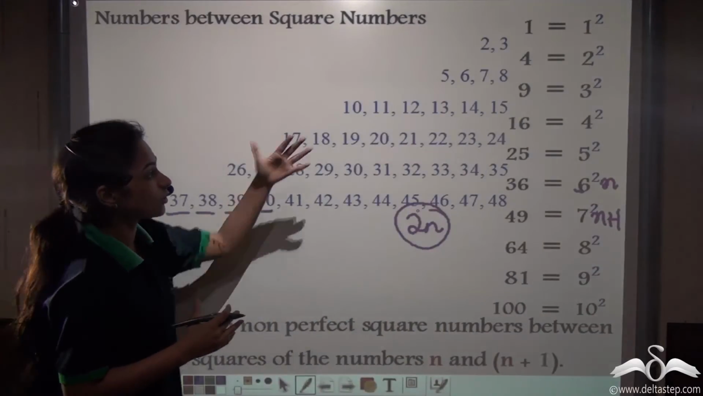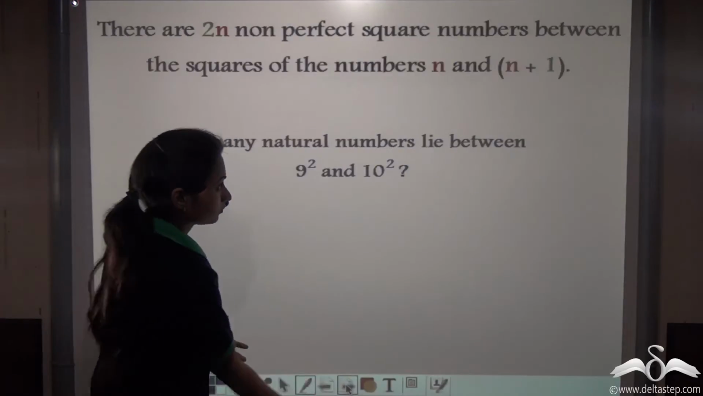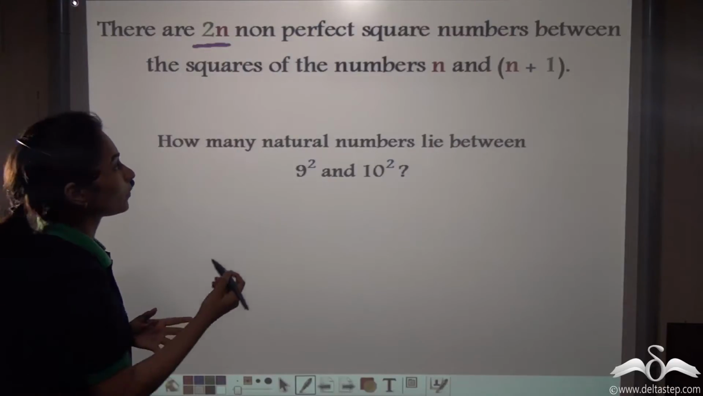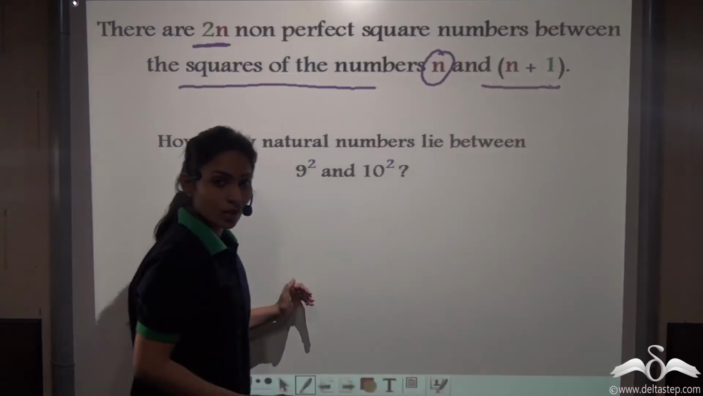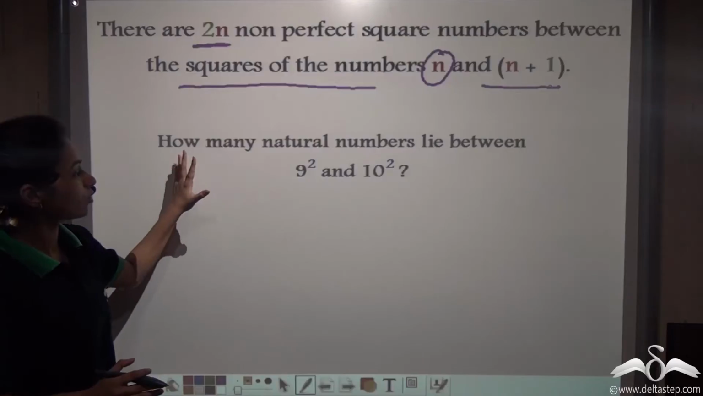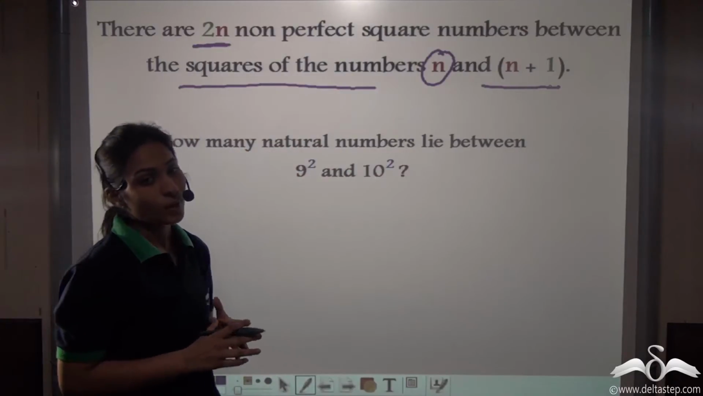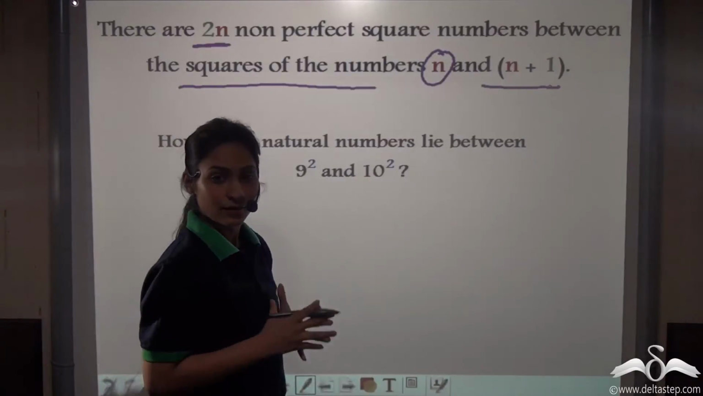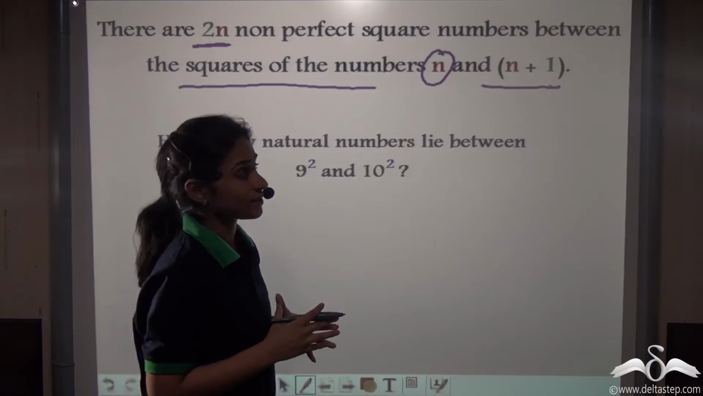So this is the relationship you can see we got down from this pattern of numbers. So there are 2n non-perfect square numbers between the squares of n and n plus 1. So now you're familiar with this relationship. Now, if I ask you how many natural numbers lie between 9 square and 10 square? Well, you can go and count. Say 9 square is 81 and 10 square is 100. You can start counting and tell me the answer. But that is a very long process.